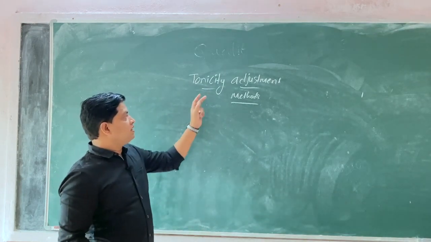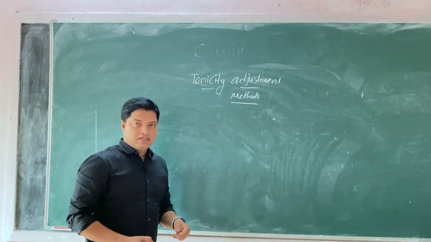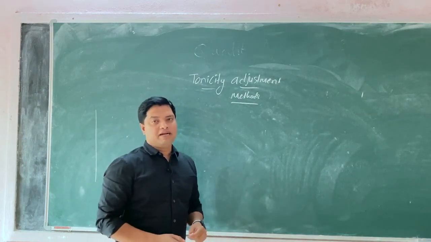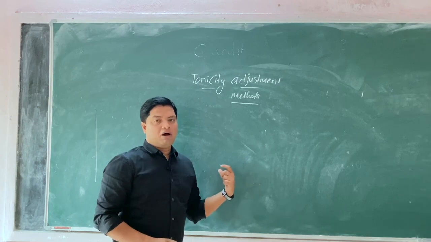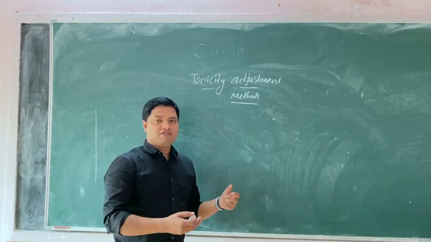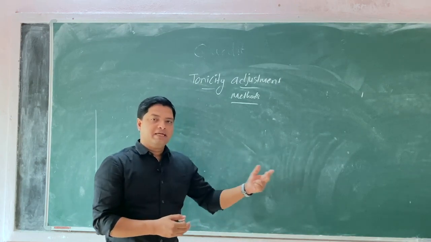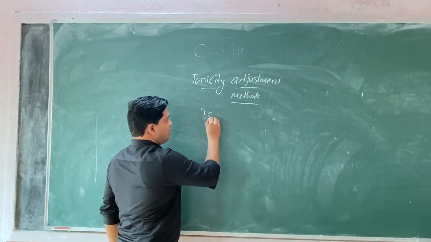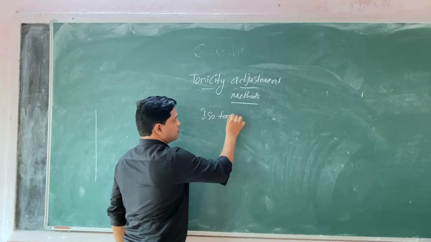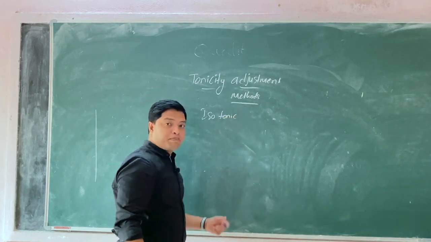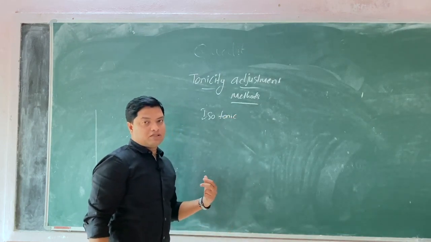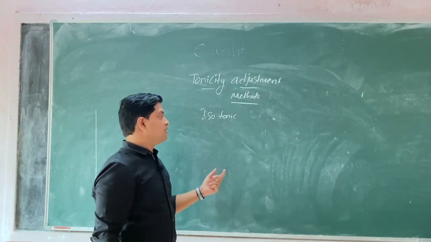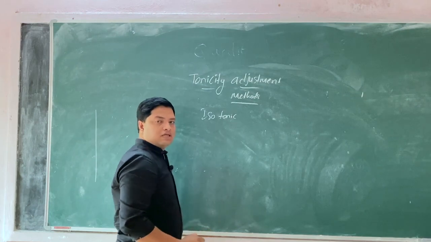So before starting, what is tonicity? If I am saying any solution is isotonic with the blood, it means the osmotic pressure of that solution and blood is the same. That type of solution we call isotonic. So the osmotic pressure of that particular solution is the same as that of your blood. We call it an isotonic solution.